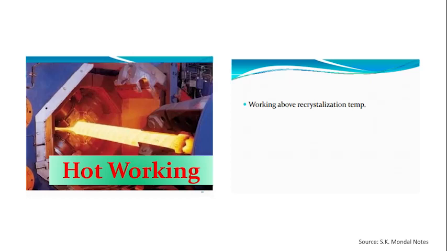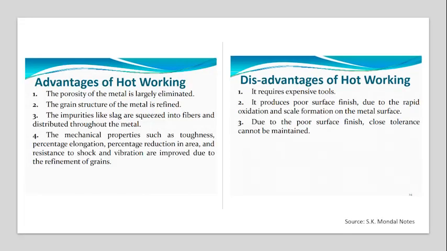Hot working is working above the recrystallization temperature. So what are the advantages? There will be no porosity. The grain structure of the metal is refined. The impurities are squeezed into fibers and distributed throughout the metal. And mechanical properties like toughness, ductility, percentage reduction, and elongation will be improved.